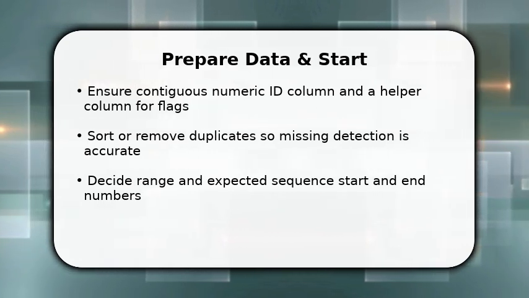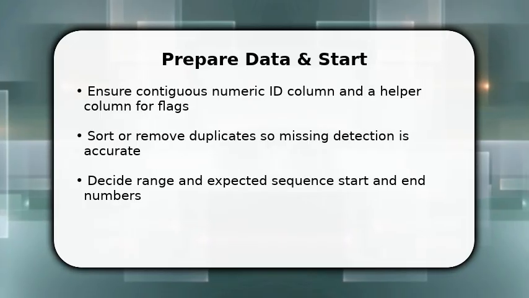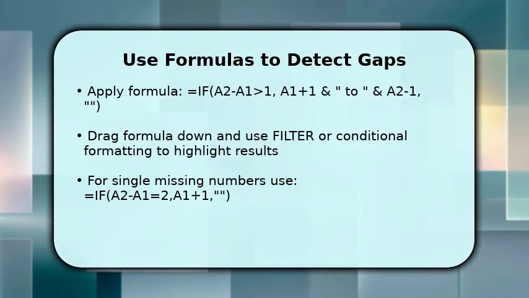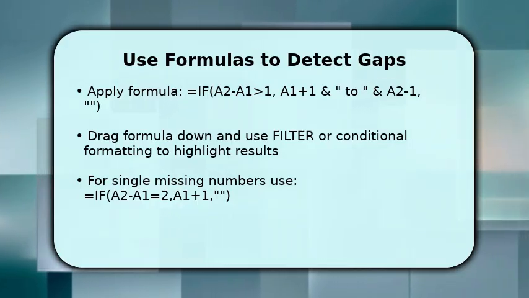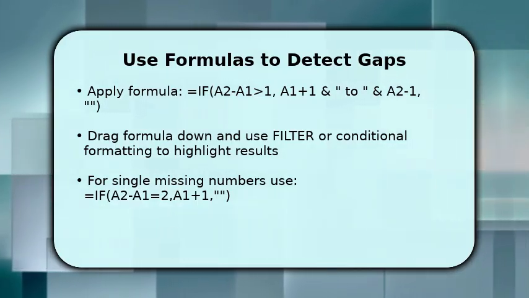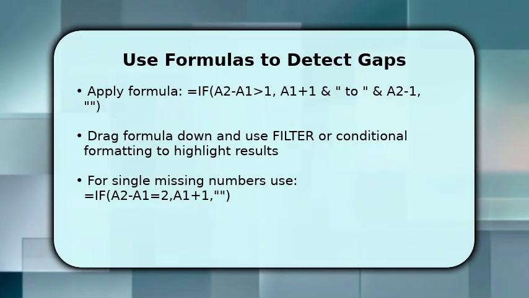Now you implement formulas that generate the missing values or ranges. Enter the suggested IF difference formula in row 2 and drag it down so each pair is checked. This yields either an empty string or a text like 5 to 8 when gaps exist.